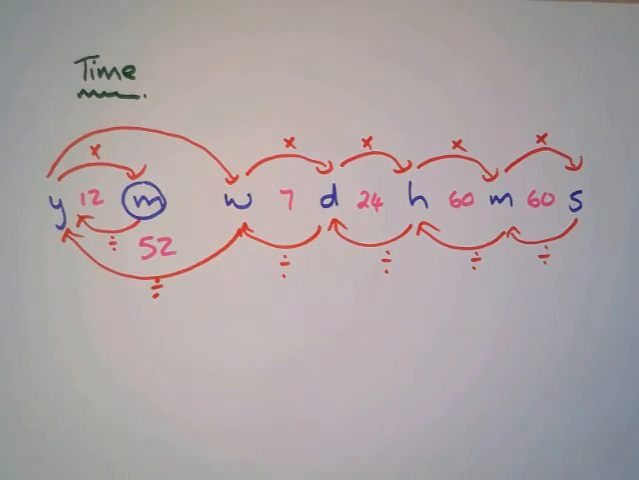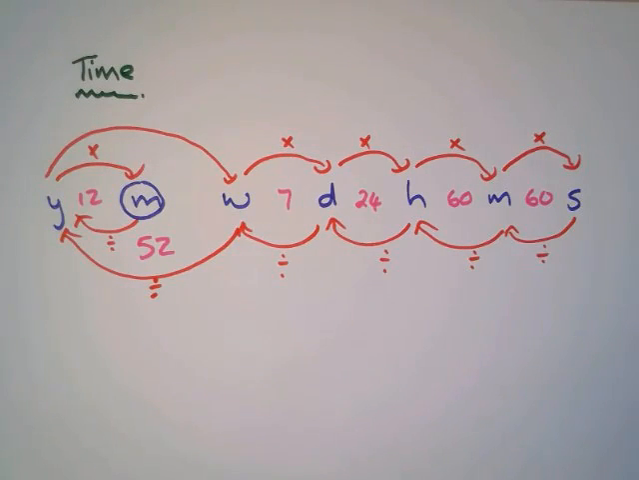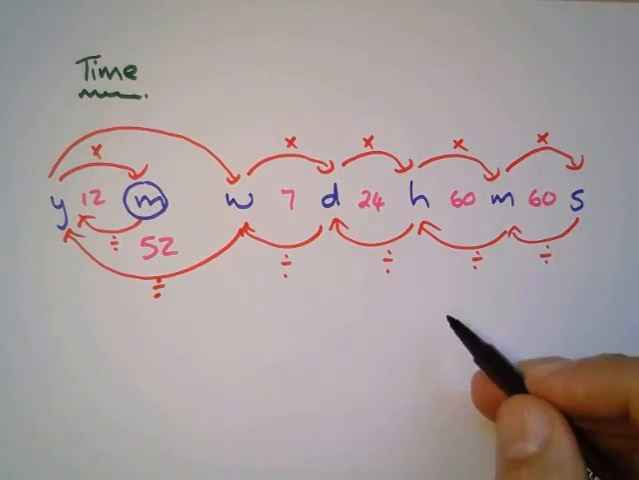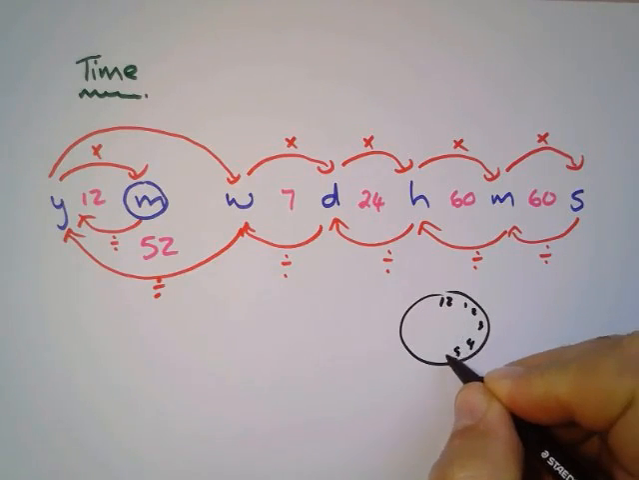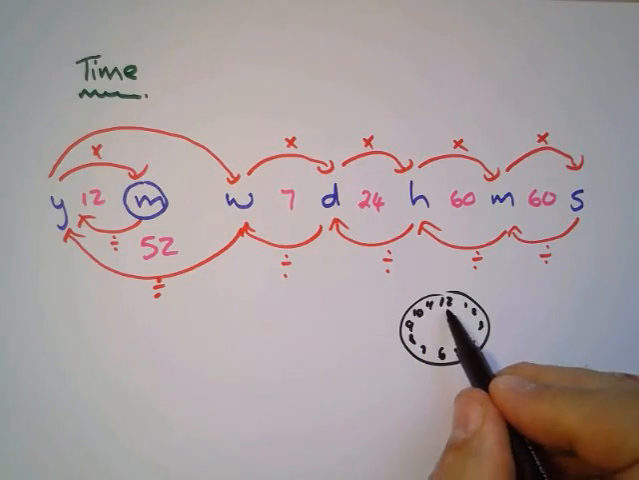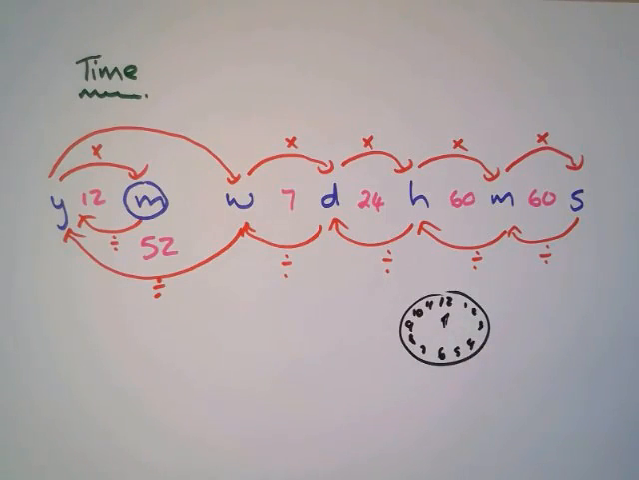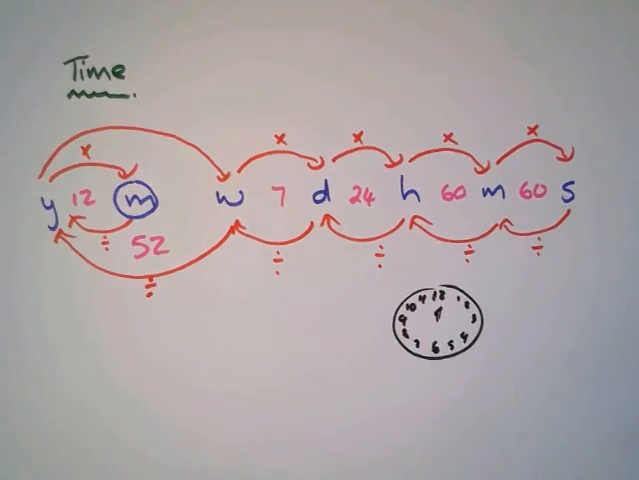Now, what we need to know is the following. We have a number of hours in a day, and a clock only has 12 digits, so we need to know that the hour hand goes around twice. If I have a clock, 12, 1, 2, 3, 4, 5, 6, 7, 8, 9, 10, 11, my hour hand will go around twice. So there are 12 hours during the day and 12 hours during the night.